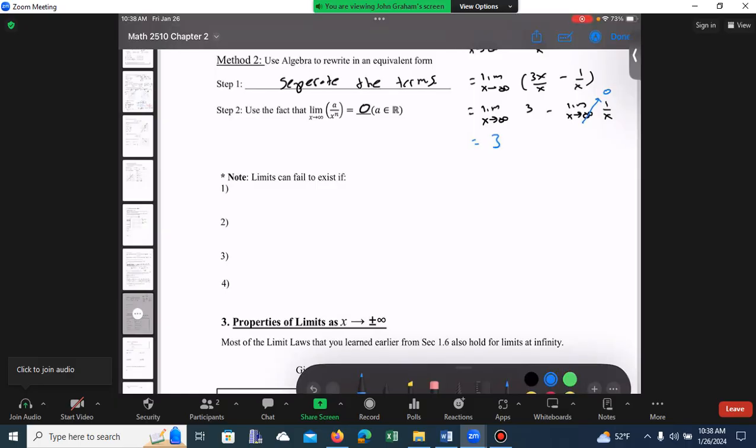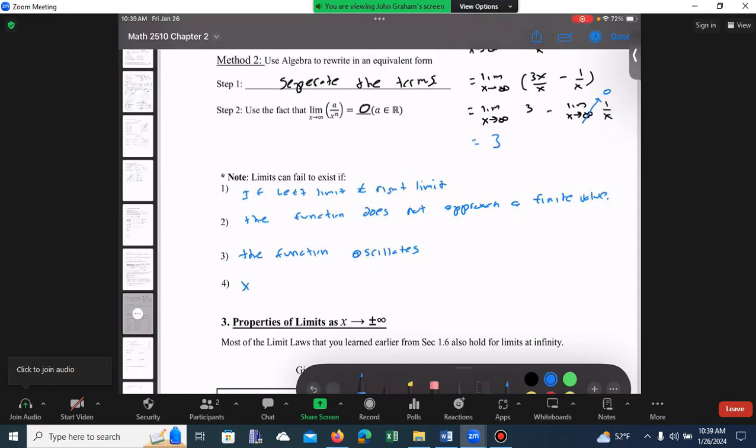Right, so limits can fail to exist, first, if the left limit does not equal the right limit. Second, the function does not approach a finite value. Third, the function oscillates. And fourth, the x value is approaching the endpoint of a closed interval.